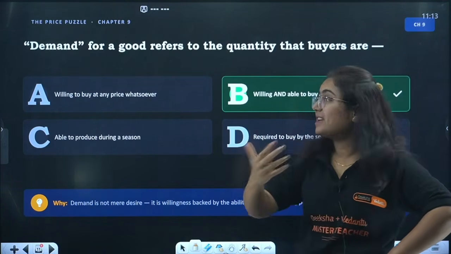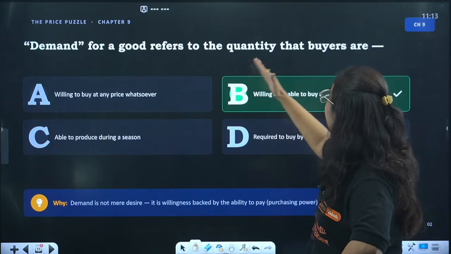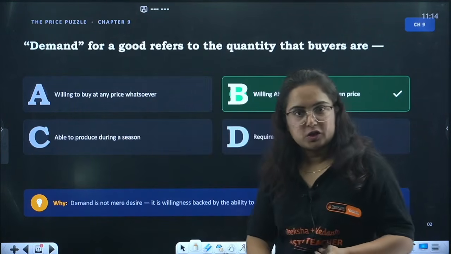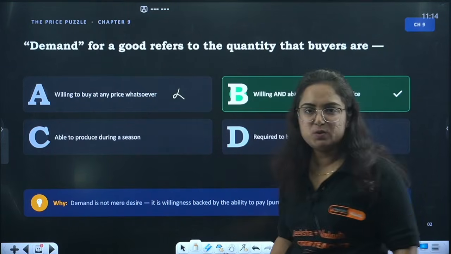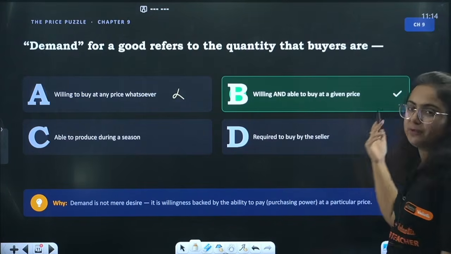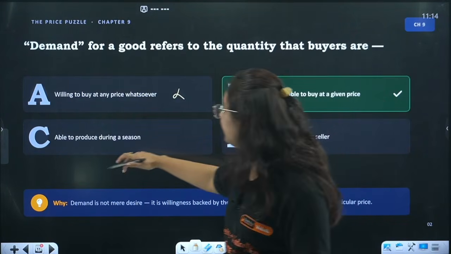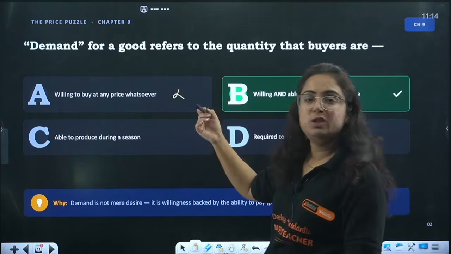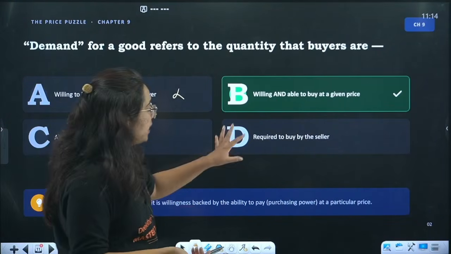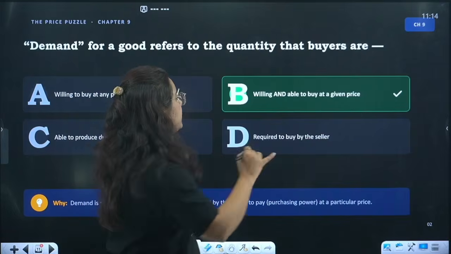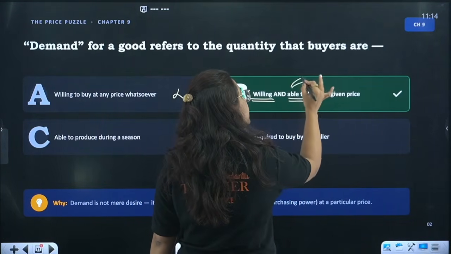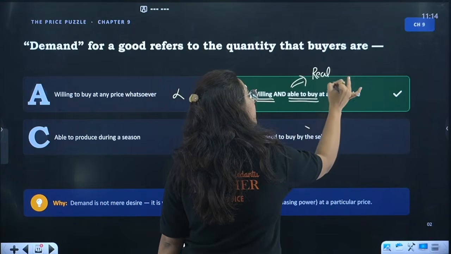Next is: demand for a good refers to the quantity that buyers are willing to buy at any price whatsoever. So will they buy at any price whatsoever? No, obviously not. Willing and able to buy at a given price, obviously this is correct, but let's check the others also. Able to produce during a season? No, actually production depends upon various factors. Required to buy? Rather, it is two terms, that is willing to buy plus able to buy. That is actually the real demand of a product.